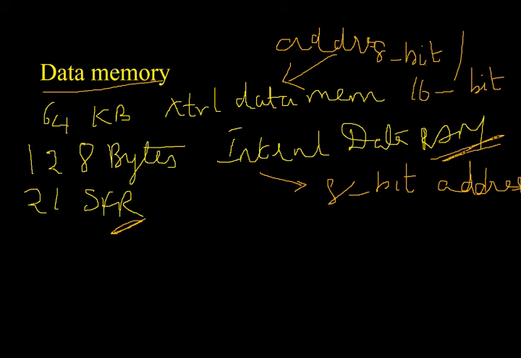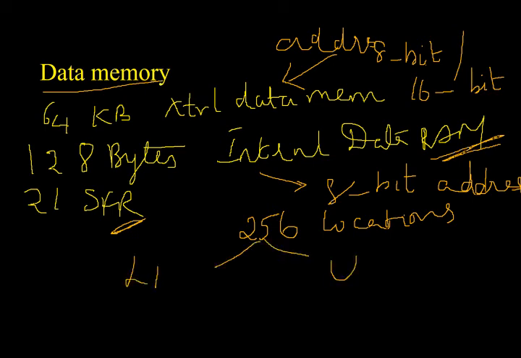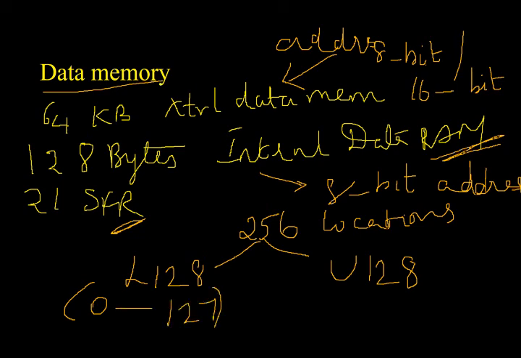So totally, the internal data RAM consists of 256 locations. This can be divided into two parts, a lower part and an upper part. So lower 128 and upper another 128. The lower 128 starts from 0 to 127, whereas the upper starts from 128 to 255.